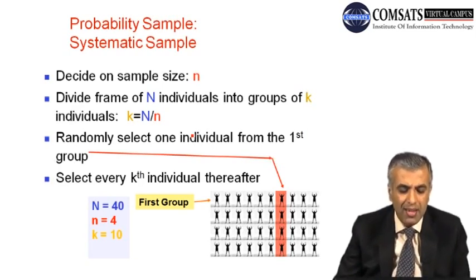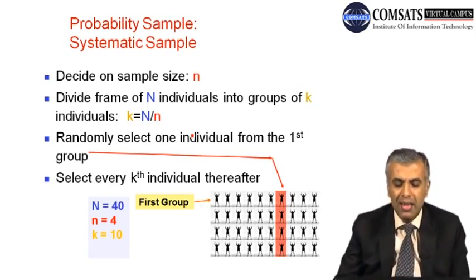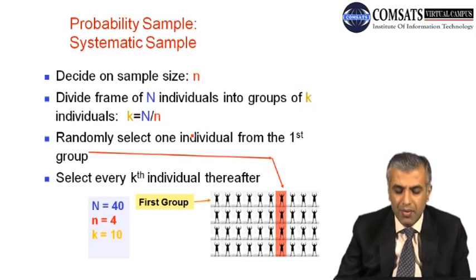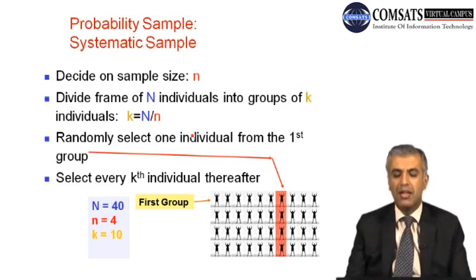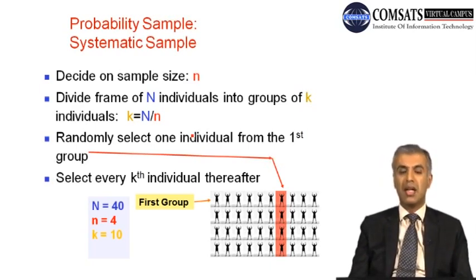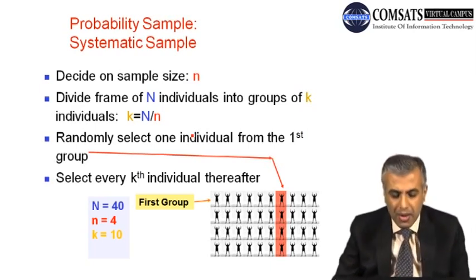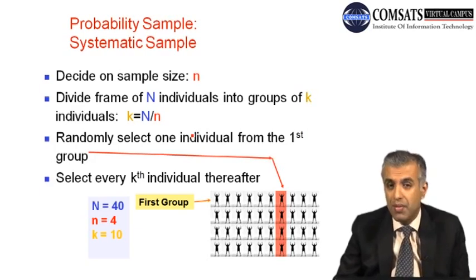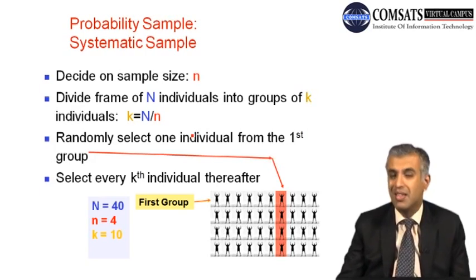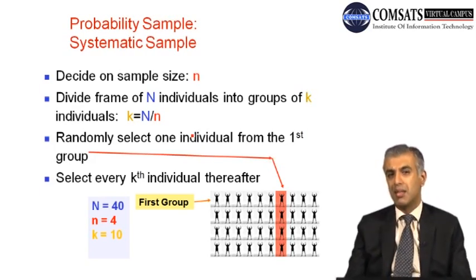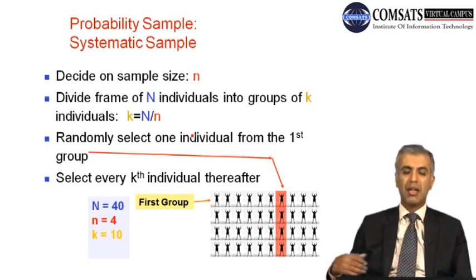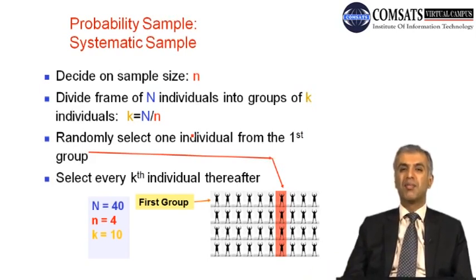We have a certain sample size which we have already decided upon, and then we divide a frame of n individuals into groups of k individuals. So basically k is equal to n divided by the sample size. We randomly select one individual from the first group, and after that every kth individual afterwards is selected. That makes it a more systematic approach to random sampling, and thus it is preferred over other methods.